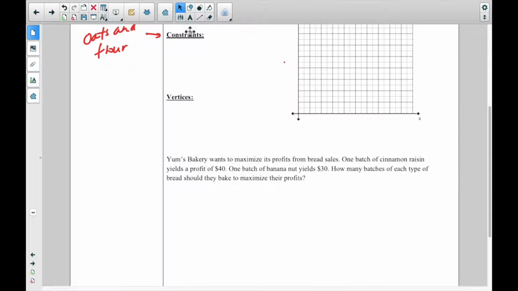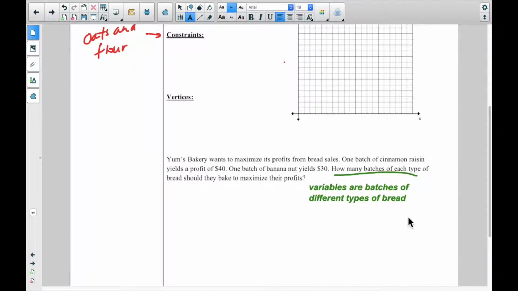And so here is another clue into what our variables are going to be. When it asks you how many batches of each type, that tells you those are the variables. That's just another way to remember where to find your variables: frequently when they have a long question like this, the very end of the question will ask you something specific, and whatever they're asking there, those are your variables.